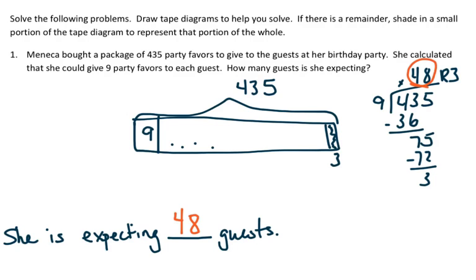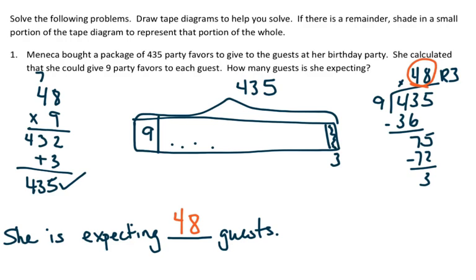Now we can go ahead and check our answer by doing 48 times 9. And we add our remaining 3. So 432 plus 3 is 435, and that checks out. So she's expecting 48 guests, and she does have a remaining 3 party favors.